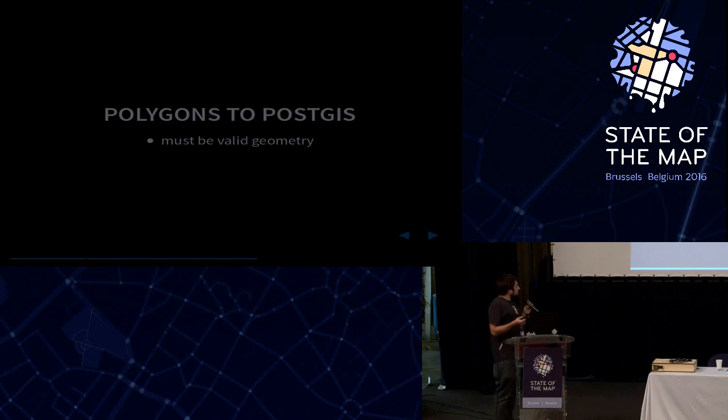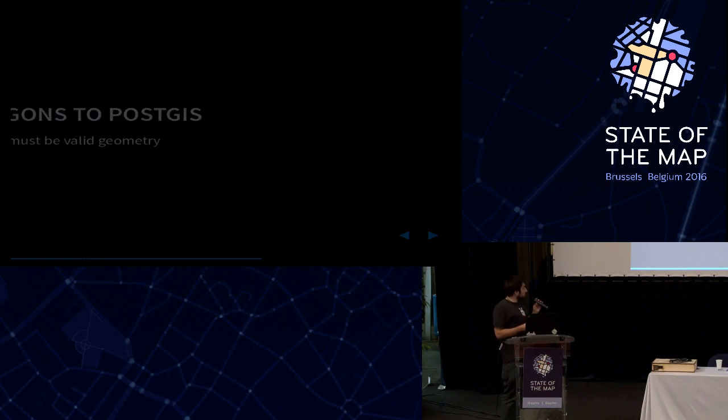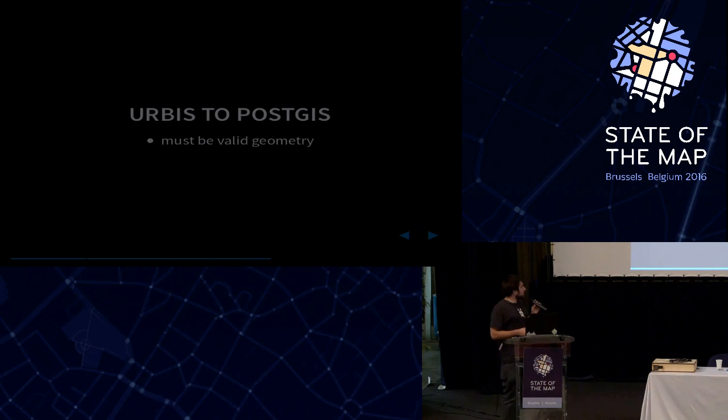Another problem also is that PostGIS needs valid geometry, so it's not crossing itself. It's to have a polygon well done. And so we have to eliminate, there are a lot of polygons which are not valid. URBIS also has this kind of polygons.